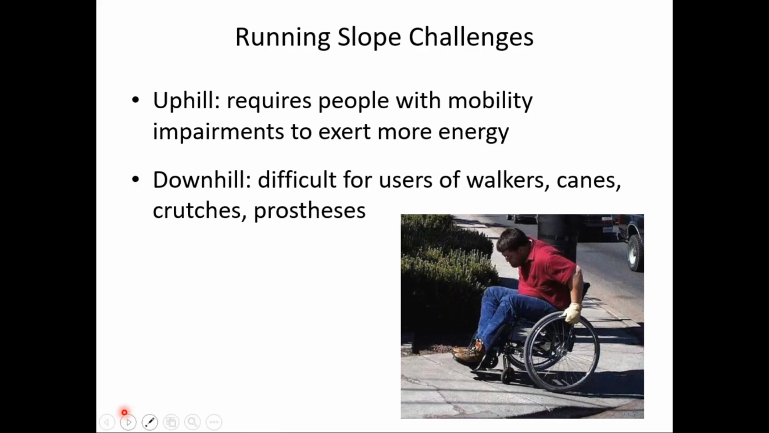Running slopes, of course, present challenges. Trying to go uphill requires a lot of energy and exertion, but probably the truth is the downhill is the more difficult, because for people who use wheelchairs, walkers, canes, and crutches, going downhill presents stability and control problems and concerns.